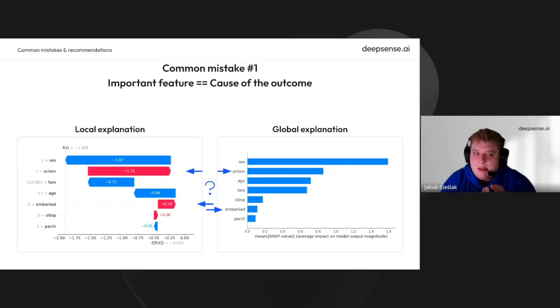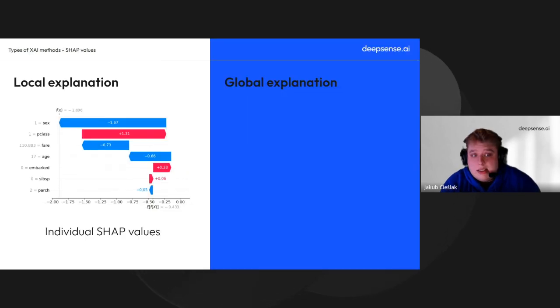Why, just because a passenger had a better cabin or embarked on a different port, would they have higher probability of survival? This helps us understand why a specific prediction is high or low in a very intuitive way.